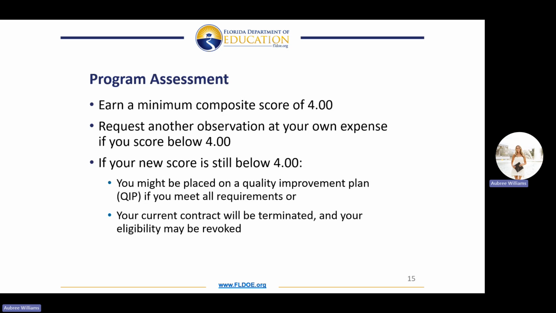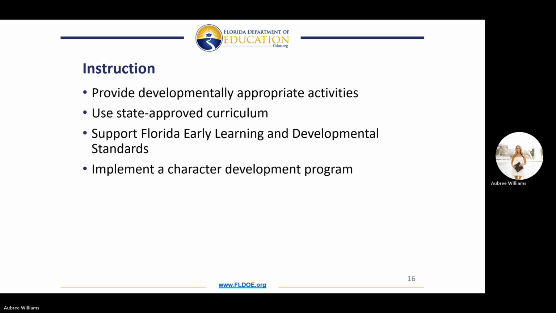Coalitions observe 50% of classrooms for each care level to determine the composite score. Classrooms are randomly selected. Curriculum is not optional. It ensures children receive consistent, developmentally appropriate instruction.